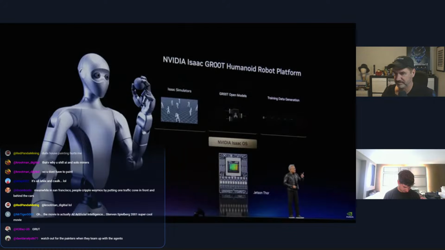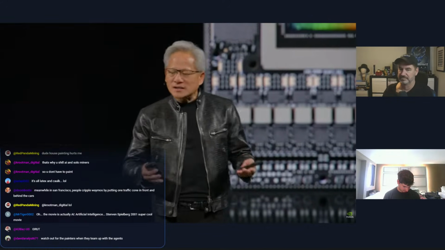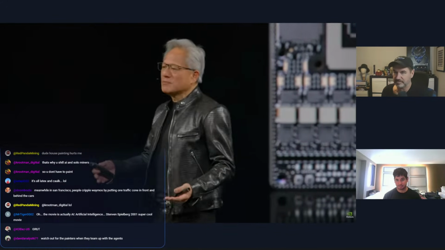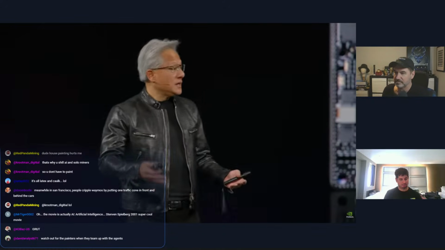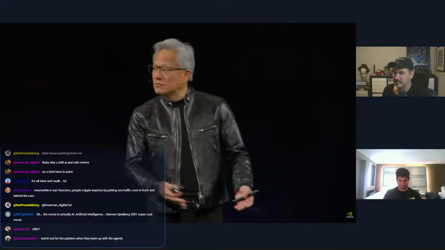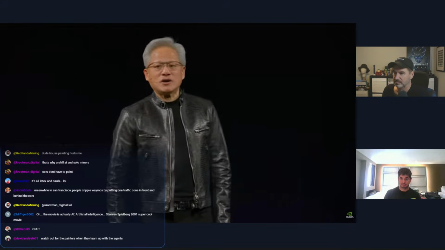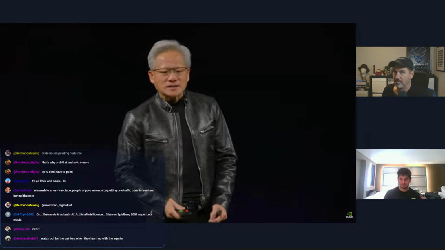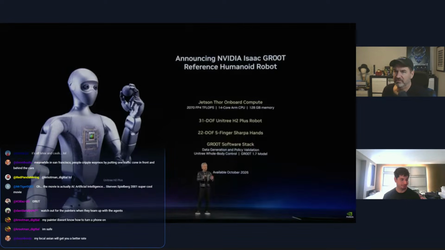But the one thing that is missing is we need a reference platform for robotic systems. These robotic systems are so complicated, so many motors, so many sensors, so fragile, and yet we need a way to deliver these reference platforms just like we do with PCs and DGXs and clouds and self-driving cars. We now are going to do it for robots. Today, we're announcing the Nvidia Isaac GR00T, a reference humanoid robot, all fully integrated.